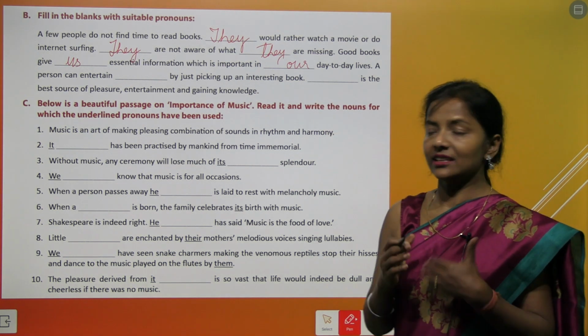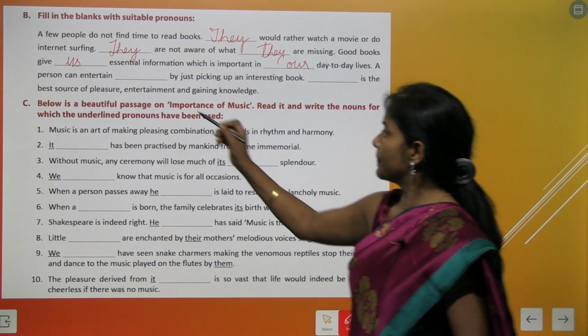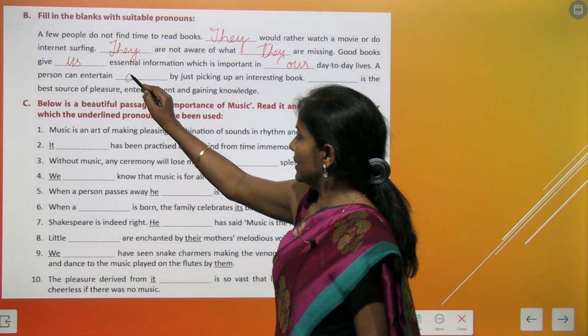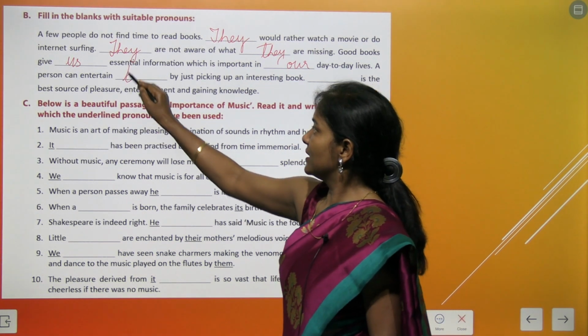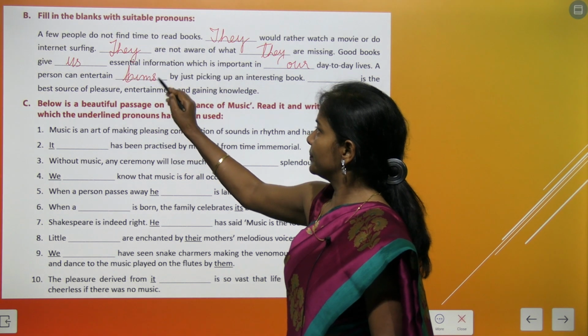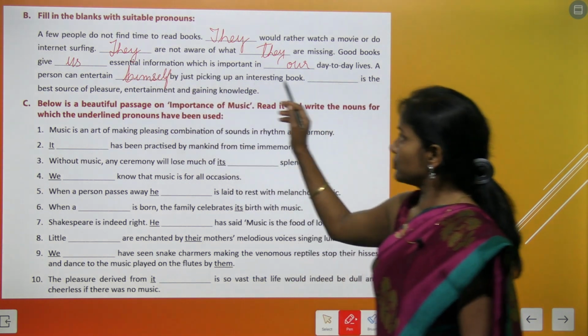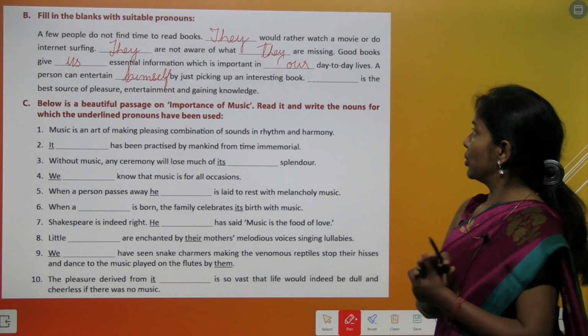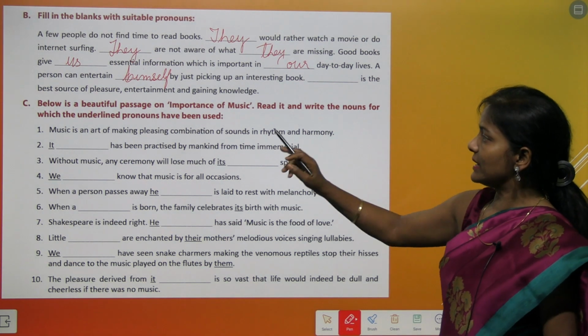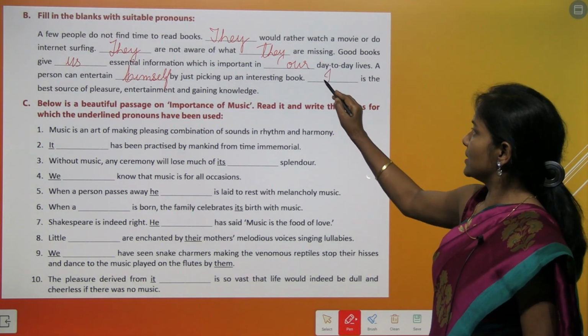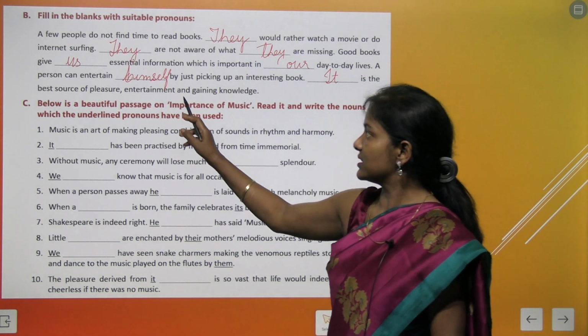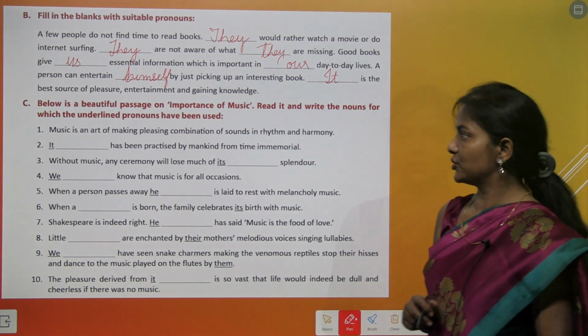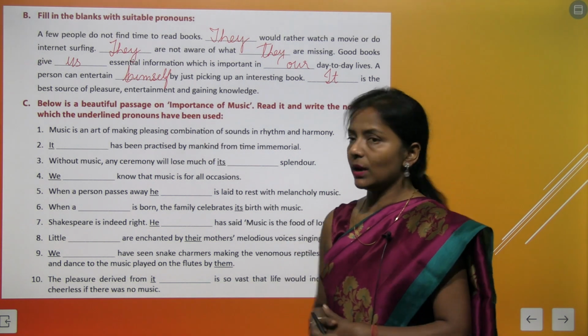A person can entertain himself by just picking up an interesting book. Books is the best source of pleasure, entertainment, and gaining knowledge. Now, children, the next one.